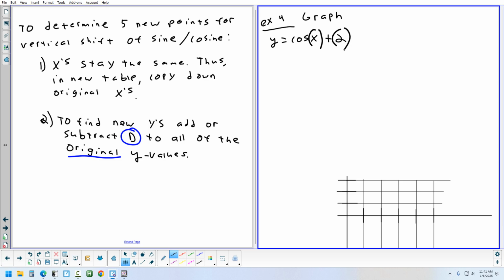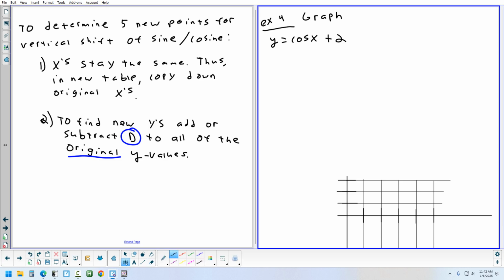The only way it can be a horizontal shift is if you had parentheses exactly like that. Now it's a horizontal shift. But 2 would be kind of a weird amount to shift by horizontally. It's not a 45, 90, or 180. I'm not saying you won't see it, but it's not very common.